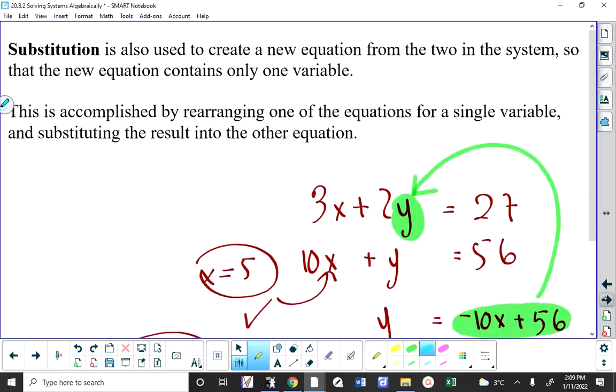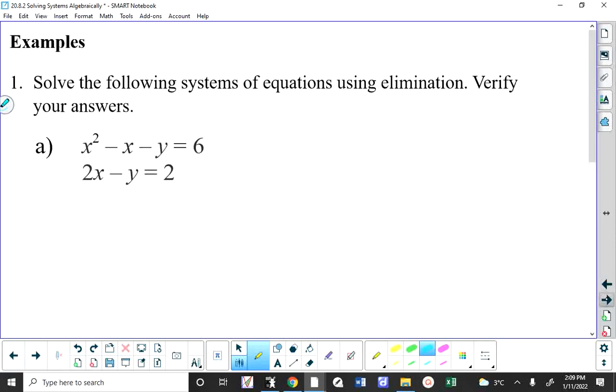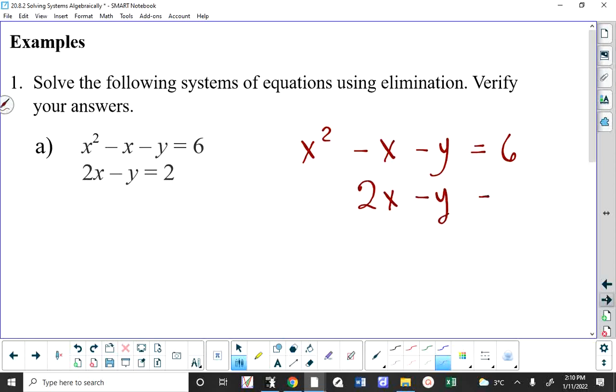I'm going to suggest to you that that is always your first step, is to rewrite the system of equations so that things are consistent. So, for example, I'm going to rewrite this as x squared minus x minus y equals 6, and the other one as 2x minus y equals 2. So things are nicely lined up. Does that make sense? You guys are with me on that?